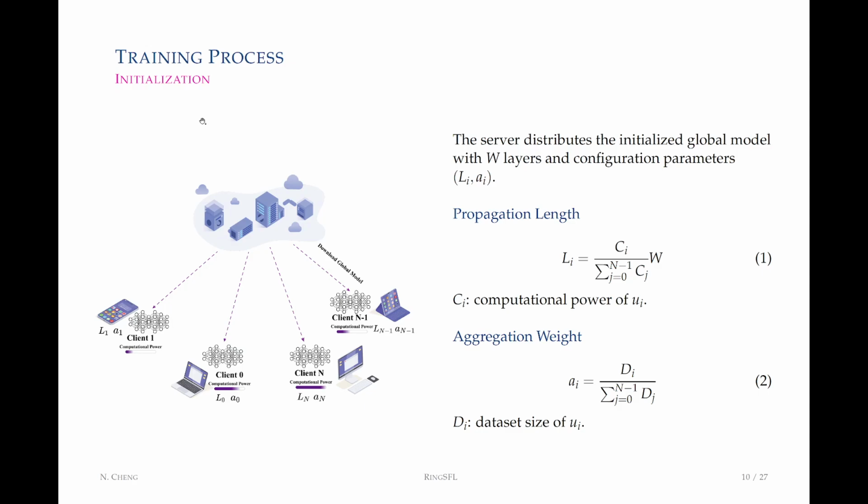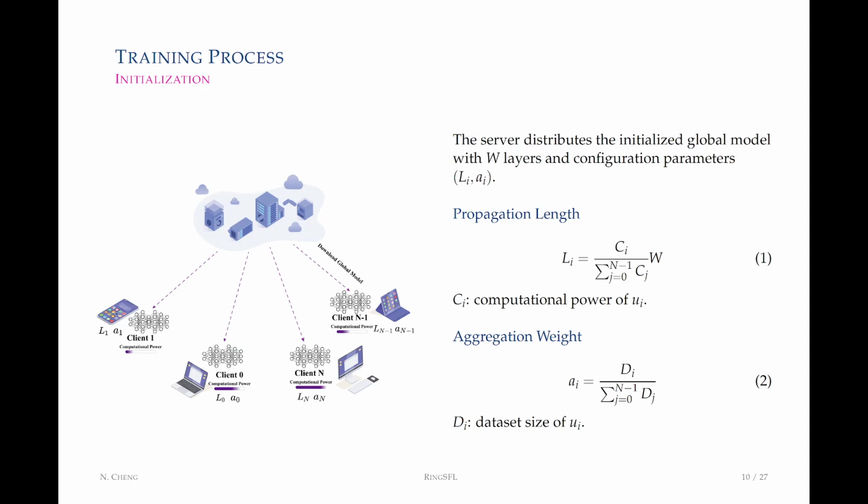Initialization is conducted at the beginning, before the training begins. The server needs to configure the entire system. The participating clients need to upload their own status information to the server, including the size of the datasets, D sub i, and the computation power, C sub i. Then the server determines the configuration parameters of each client based on the status information.